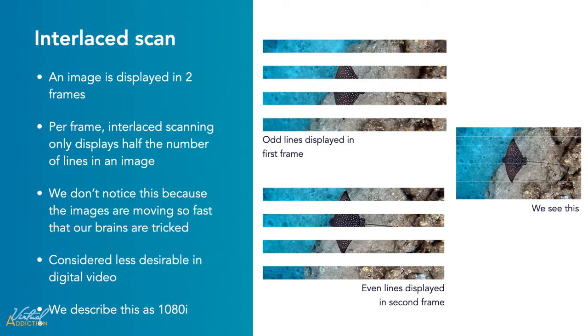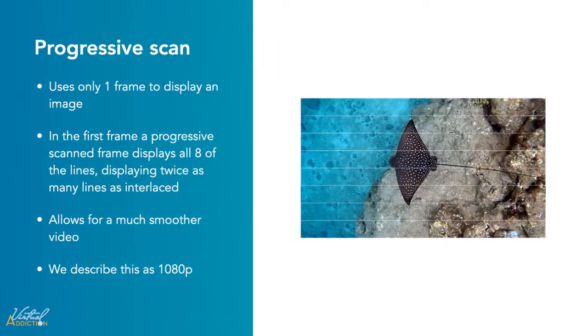Interlacing is generally considered to be less desirable than progressive scanning in digital video. Progressive scanning draws horizontal lines on the screen from top to bottom in a single pass and only uses one frame to display an image. This is indicated in a display's resolution with the letter P after the vertical number of lines it's capable of drawing. We could have something that says 1080p. This represents a 1920 pixel wide by 1080 pixel tall resolution. It allows for much smoother video.